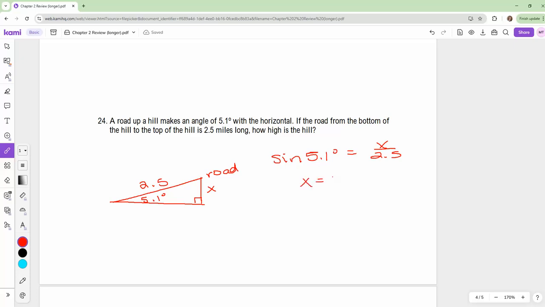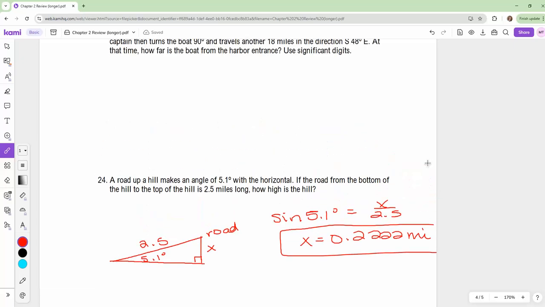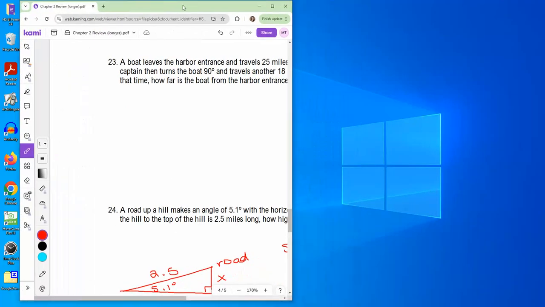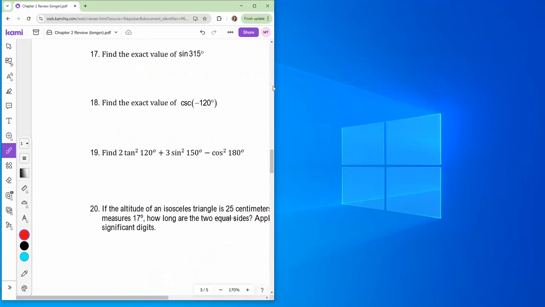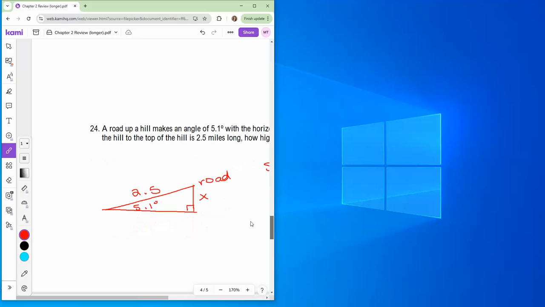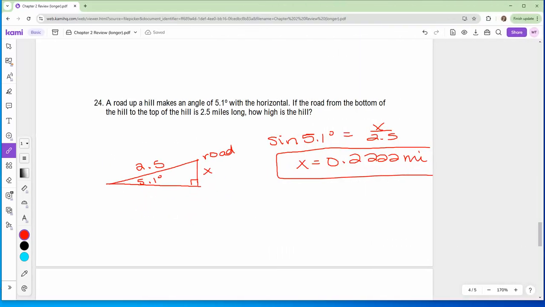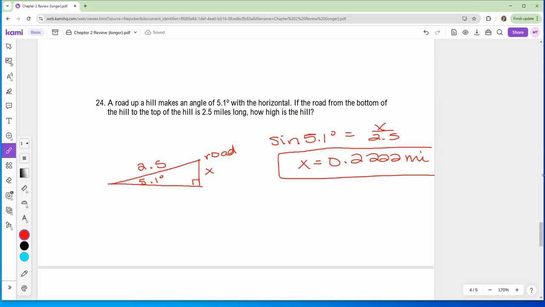And we get 0.2222. Whoops. We only had 2, so 0.22. It always starts with the first non-zero digit.